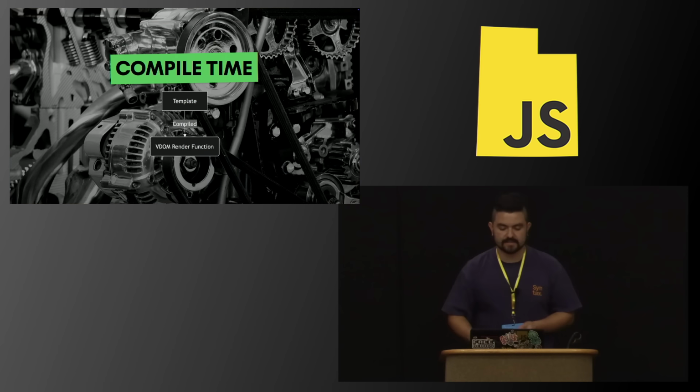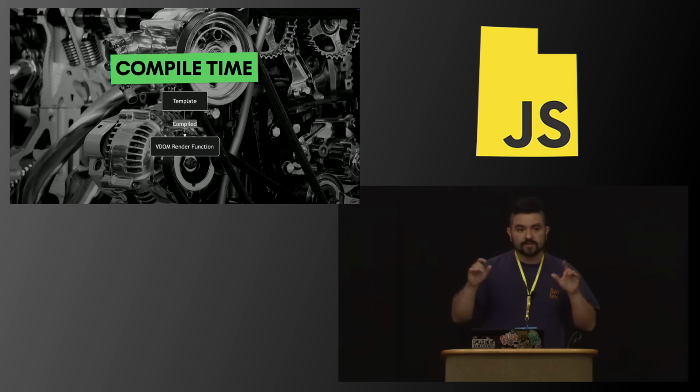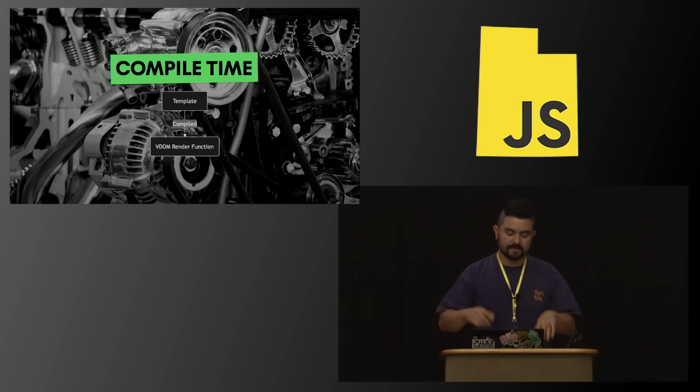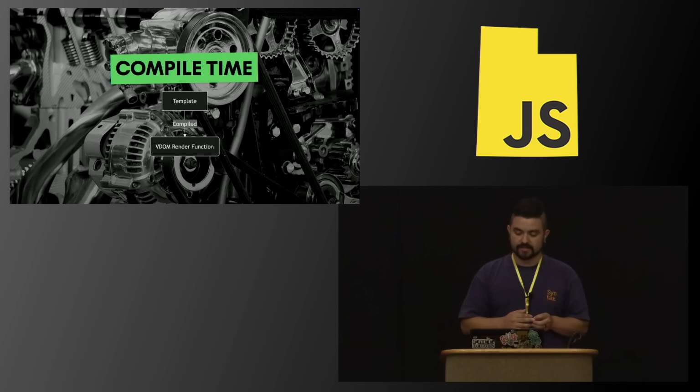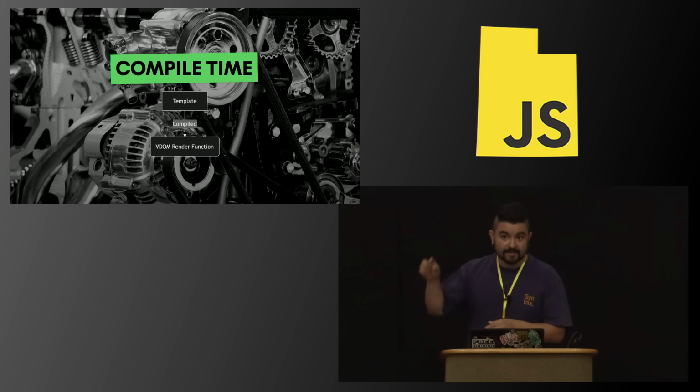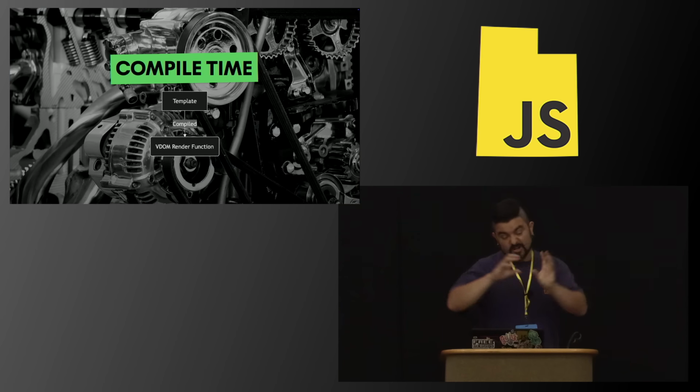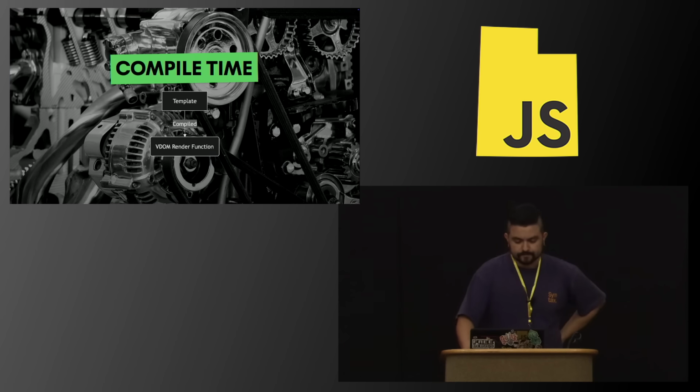And really the way this works is at compile time. So when you run npm run build, it takes that template that you wrote and turns it into a virtual DOM render function. If you're writing React, there's a little bit less of a transformation because all of those JSX tags just get turned into createNode calls, but your Vue template gets turned into some very similar code as well.